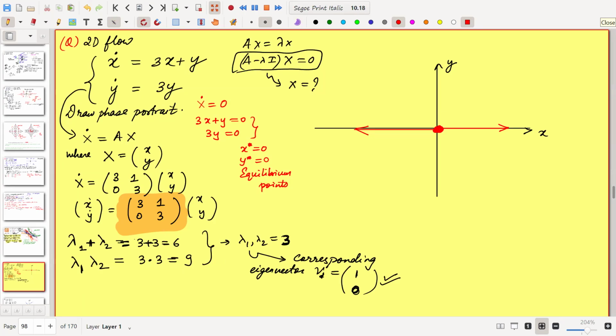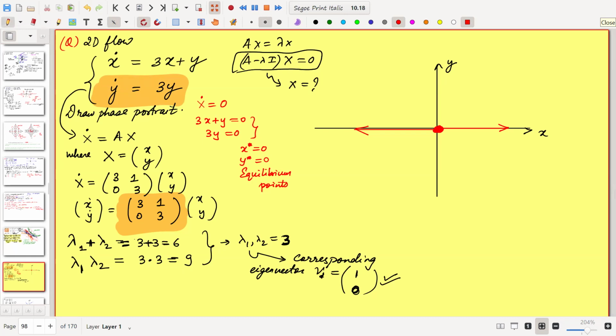Let us say you can easily see, just make observations clear, that you have the condition y dot equals 3y. What will happen? If y dot equals 3y, then how will y change? Exponentially.